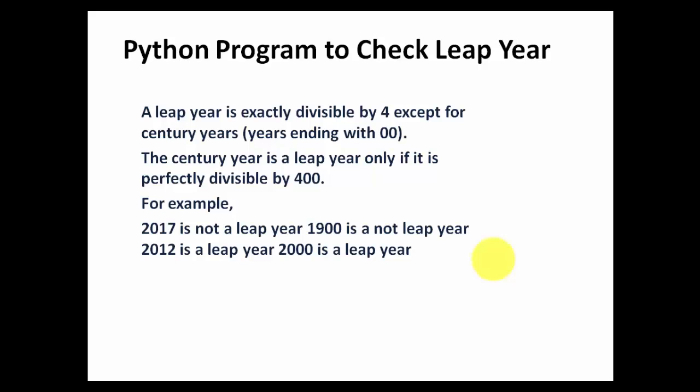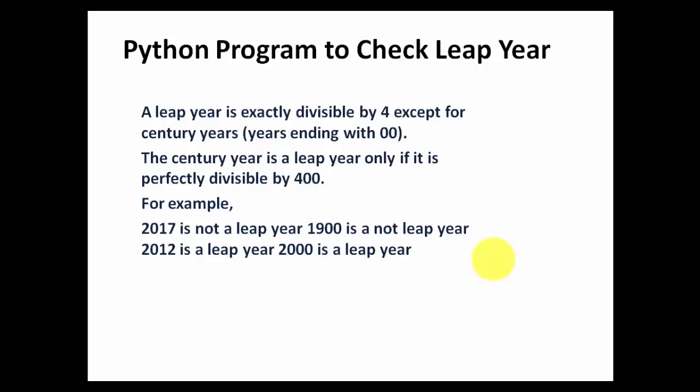First, as you all know, a leap year comes after every 4 years. So the first thing you have to check is whether the number is divisible by 4 or not. Whatever the number is, if it is divisible by 4, there are chances that it may be a leap year, except when the year is a century year. If the last two digits of the year are 00, it is a century year, like 2000, 1900, 1800, these are all century years.